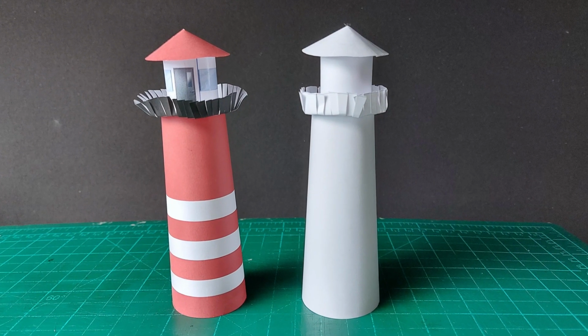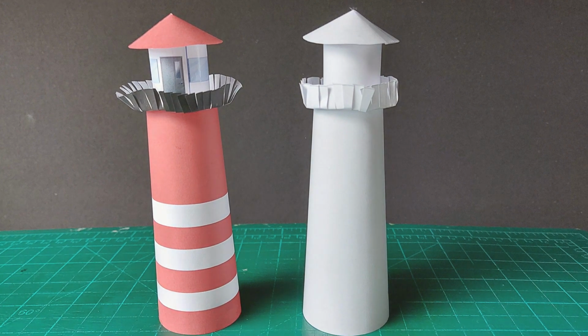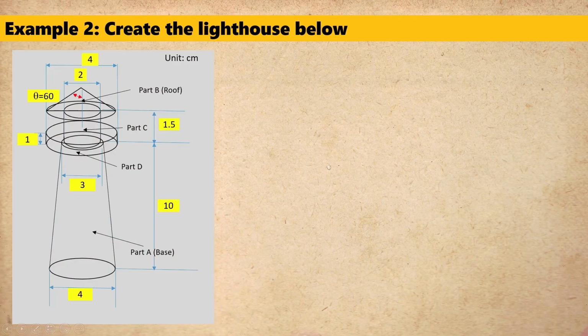Let us create a lighthouse in this example too. The dimensions are shown on the left. The lighthouse is composed of 4 separate parts and we have to compute the dimensions of each of them. 2 parts, namely the base and the roof, are conical in shape, so we will use the formula in previous examples. For the other 2 cylindrical parts, this is just simple computation of the height and the circumference.